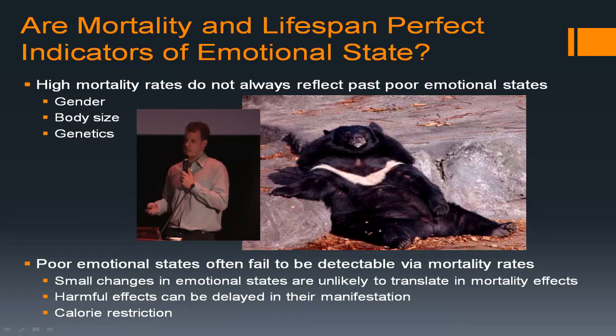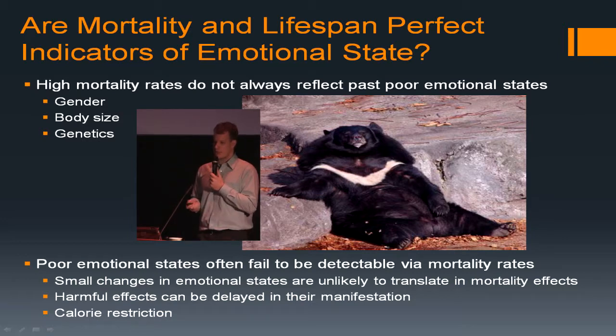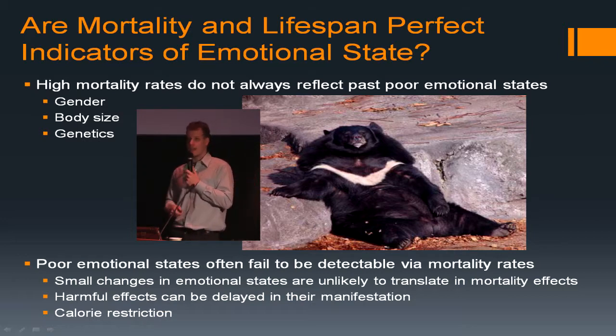We know that high mortality rates don't always reflect past poor emotional states. So there are other factors that we need to consider. So gender of the animal is obviously important. Body size is important, so larger animals tend to live shorter lives, and genetics as well. So inbred and purebred animals, again, tend to live shorter lives just because of their genetics.